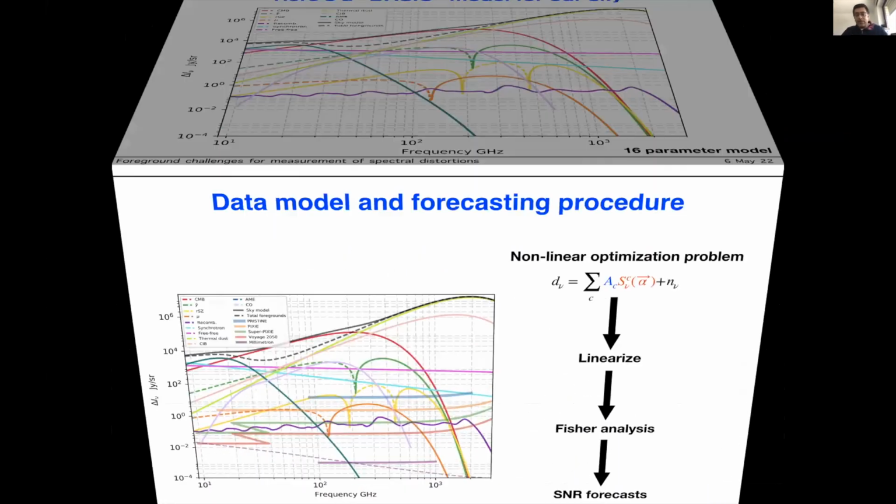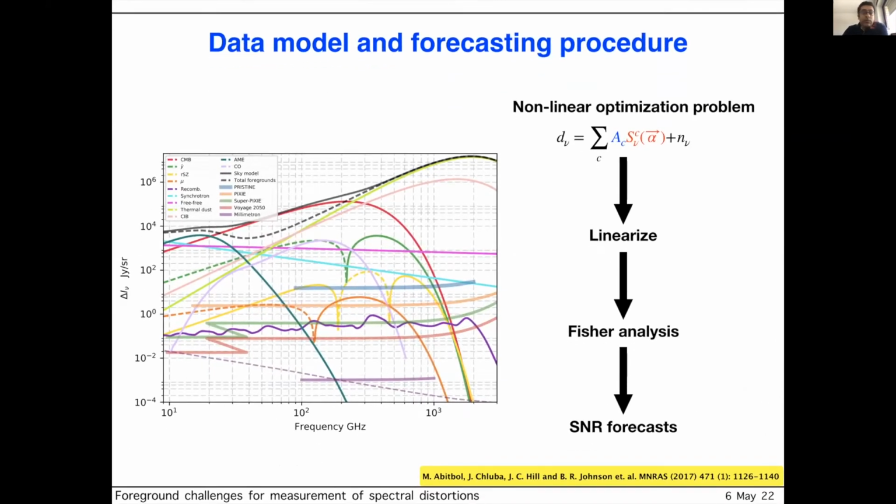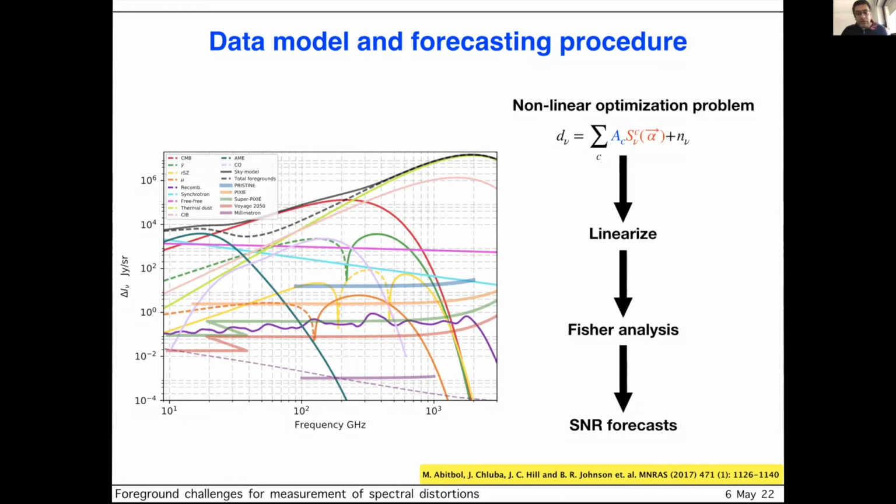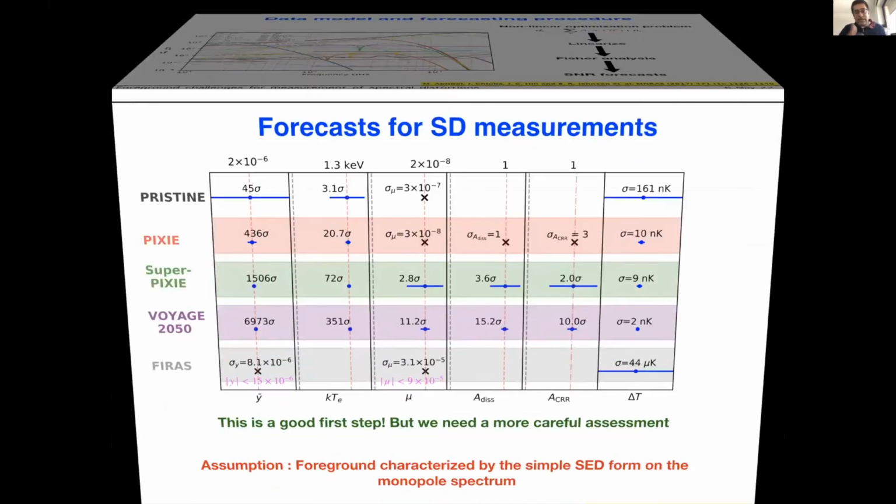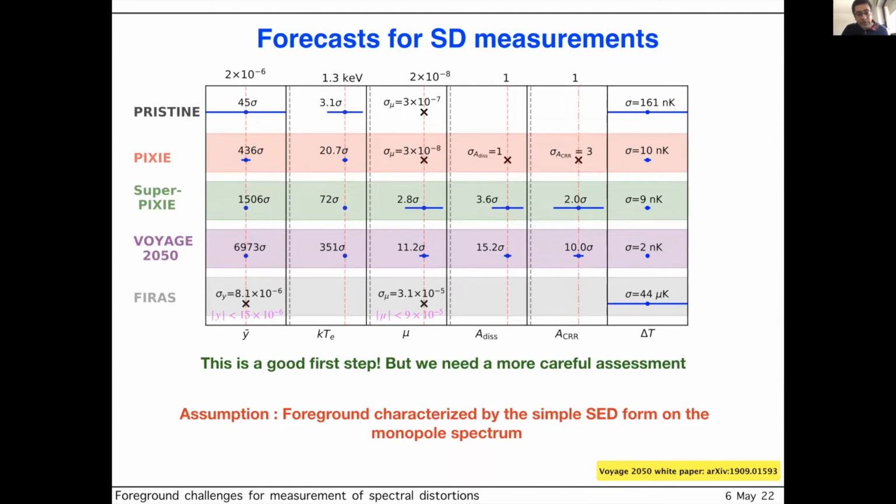So basically, the current forecasting procedures assume all the assumptions that I told you in the previous slide. They assume these simple SED forms for these different foregrounds. They linearize them, and then they basically set up a Fisher matrix, which allows us then to make an SNR forecast on how well you can measure the cosmological signals in presence of these foregrounds, which are characterized by this 11 parameter model. And when you do this, you can easily get forecasts like these, which basically tells you how well you would be able to measure the mean Y or the relativistic correction to the mean Y. That's basically characterized by the electron gas temperature or the mu distortion amplitude.